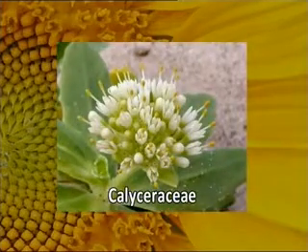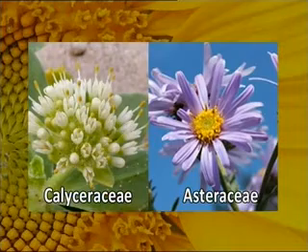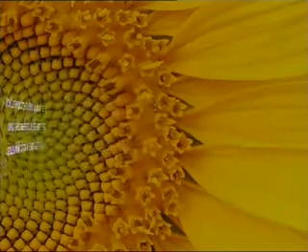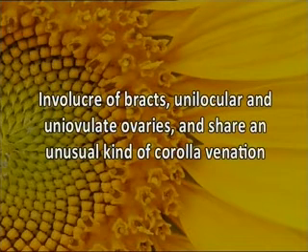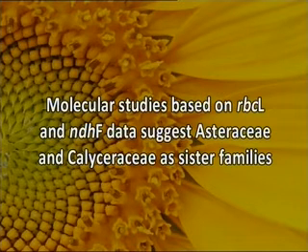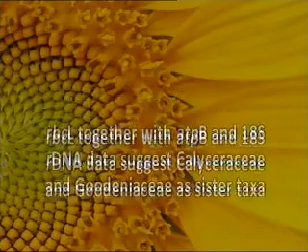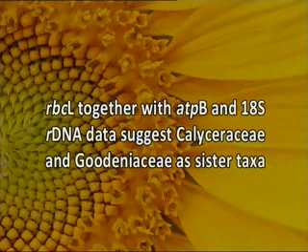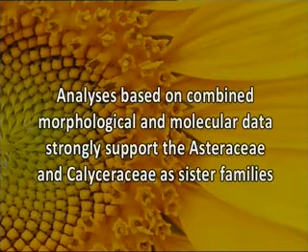Morphological analysis suggests that Calyceraceae is sister to Asteraceae because both have flowers in densely clustered heads that are surrounded by an involucre of bracts. Here, the ovary is unilocular in both the cases and uniovulate, and they share an unusual kind of corolla venation. Recent molecular studies based on rbcL and ndhF data suggest that Asteraceae and Calyceraceae are sister families, whereas in contrast, rbcL together with atpB and 18S ribosomal DNA data suggest that Calyceraceae and Goodeniaceae are sister taxa. Now, the analyses carried out by combining morphological and molecular data strongly support that the Asteraceae and Calyceraceae are sister families.